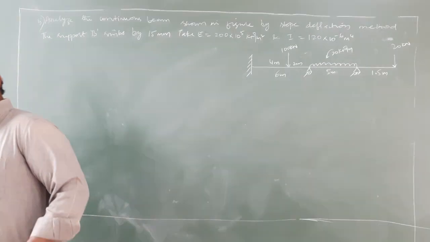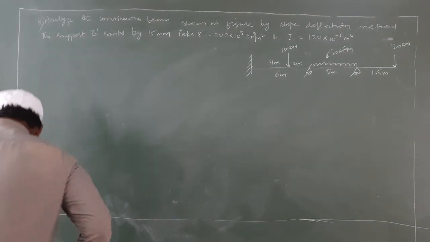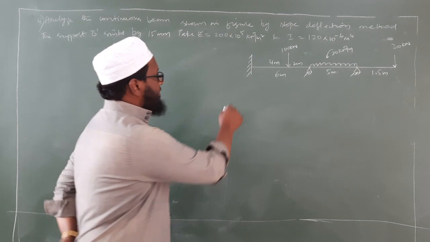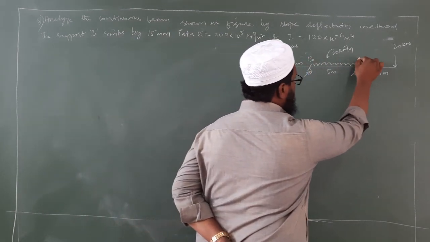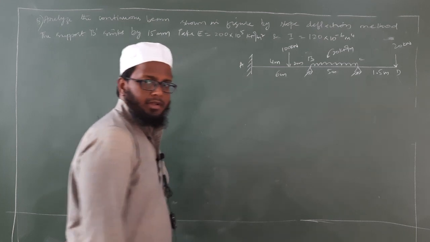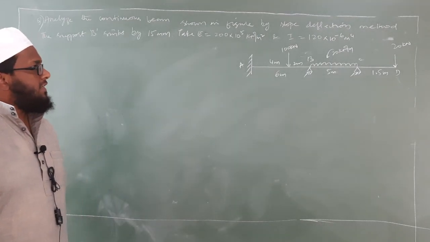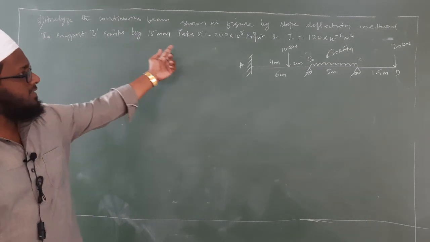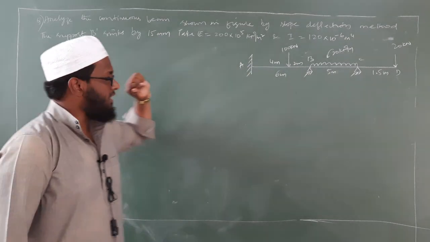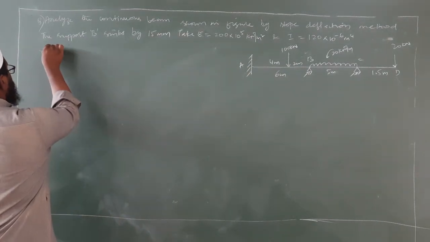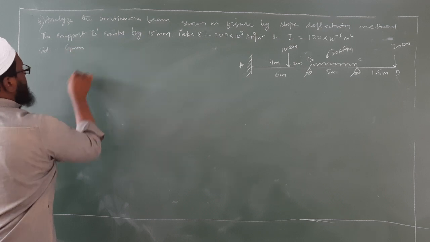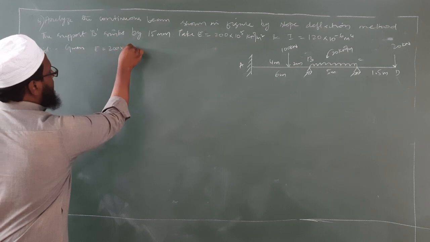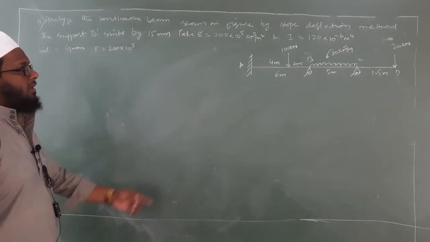The same problem we have taken up in the second class, I guess. So we'll name this as A, B, C and D. Now which support is sinking? Support B is sinking, isn't it? The support B sinks down by 15 mm. So first I will write down what are the things given in the question. So E is equal to how much? 200 into 10 power 5 kilonewton per meter square.